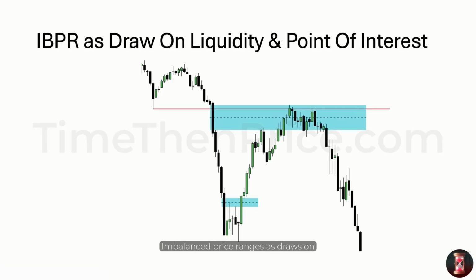Imbalanced price ranges as draws on liquidity and points of interest again. Here we're looking at another example, and what I want you to see is that the market expanded towards the downside. It formed this low. We then saw a retracement taking place, and the market then began expanding towards the downside again. We displaced through this low with a CB. What I need you to see is that eventually the market forms a low and it then displaces above this CB on the left side of the curve.